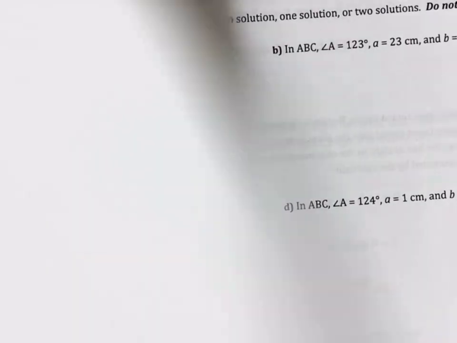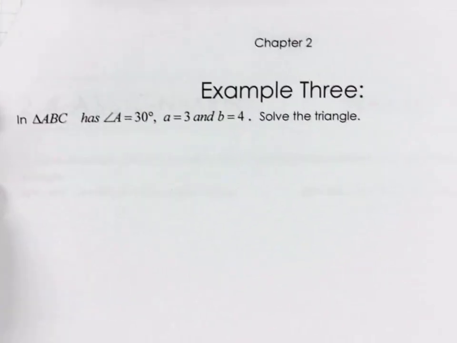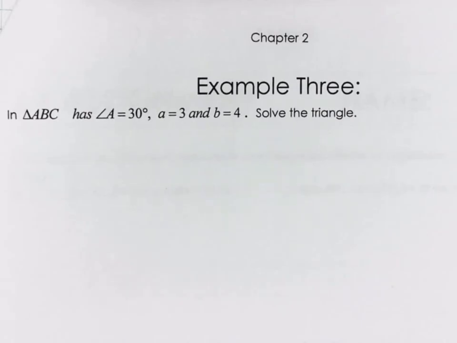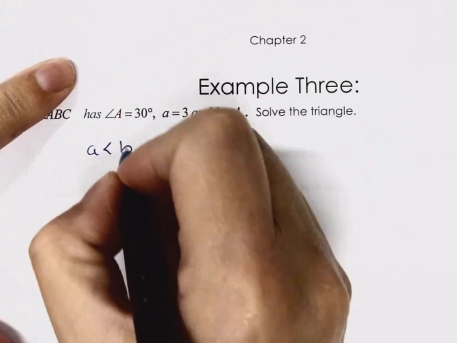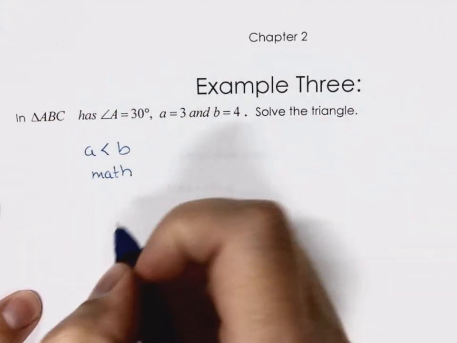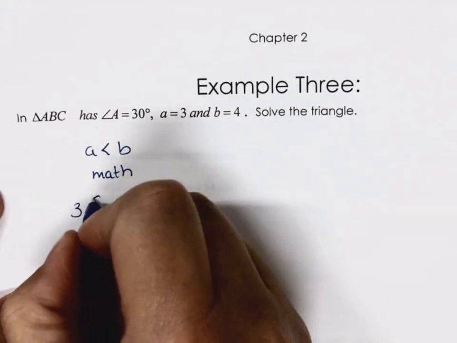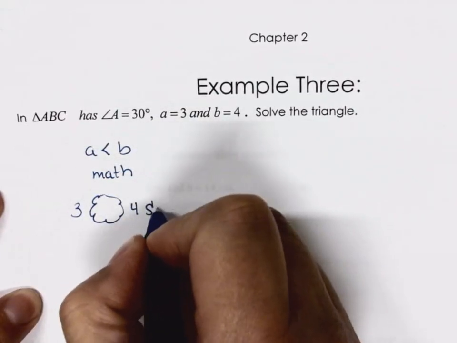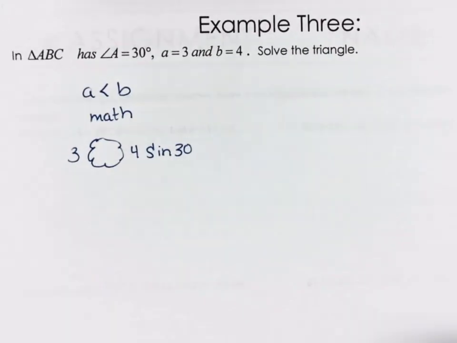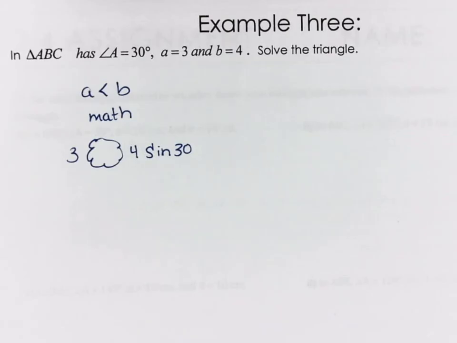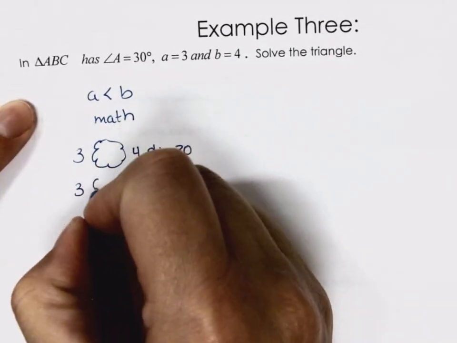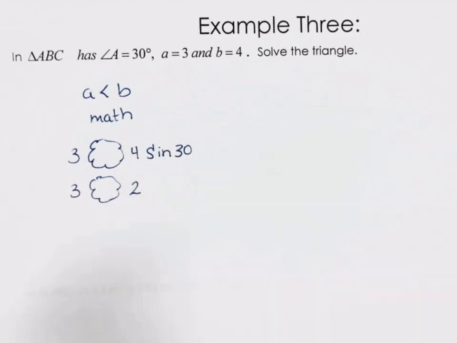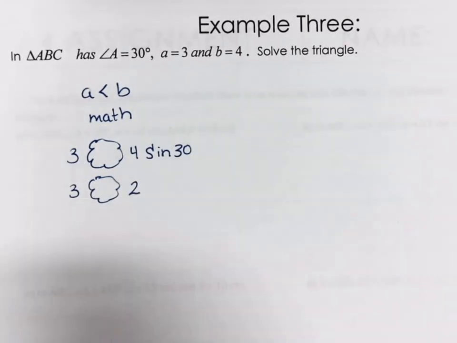This is a long lesson, but I gotta guess that it's gonna be no solution. Is A less than B? Yep. A is less than B, so we have to do math. All right, so that's our big fluffy cloud. So we have 3, big fluffy cloud, 4 sine of 30. Do you know what sine 30 equals? 1/2. So 3, big fluffy cloud, 2. I guess I was wrong.